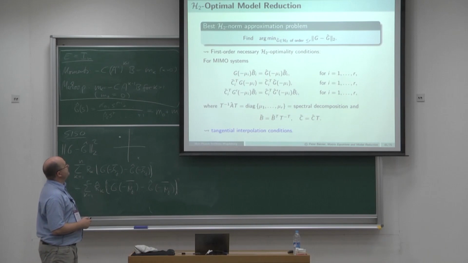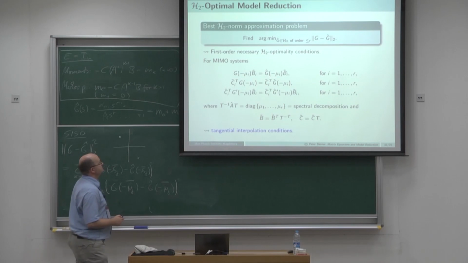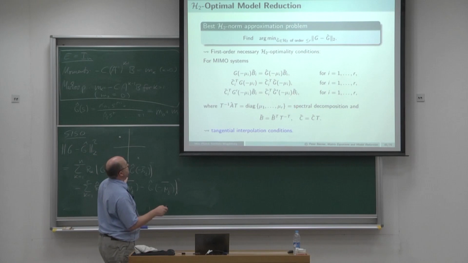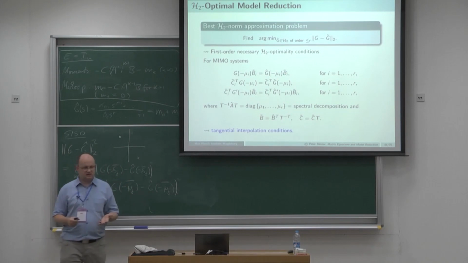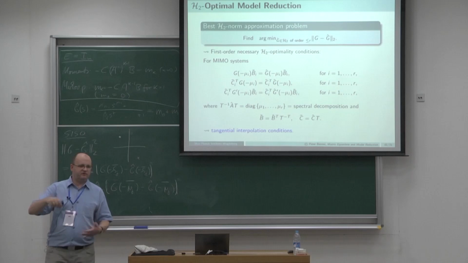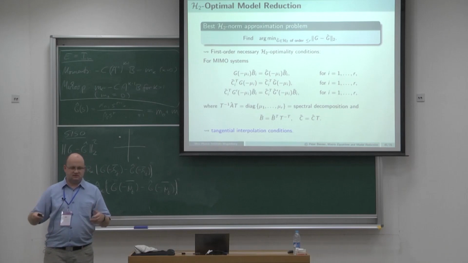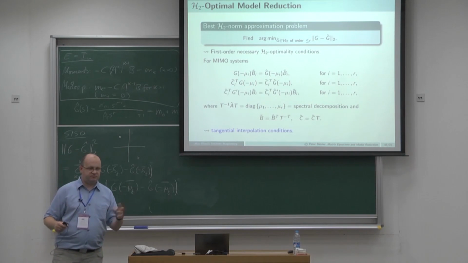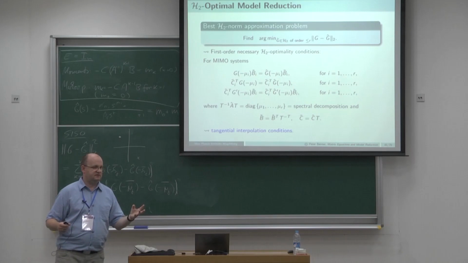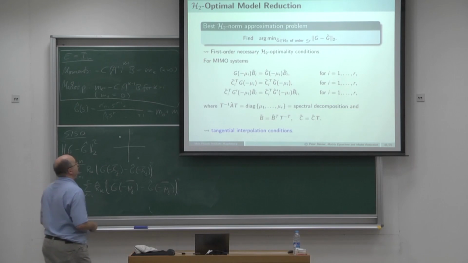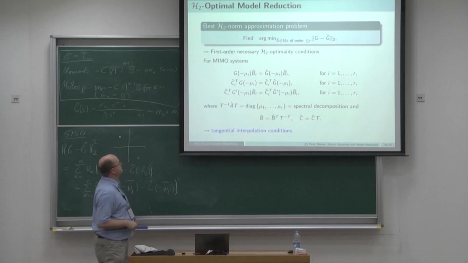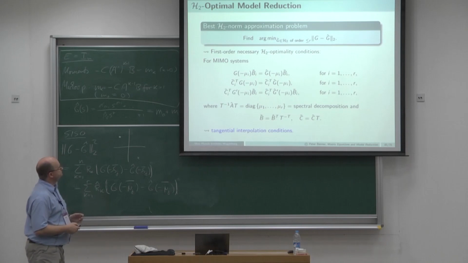Okay, now the question is, what can we do with this? As I said, we don't know. In order to evaluate these conditions, we would need to know B hat, C hat, and A hat, and its eigenvalues and eigenvectors, but we don't know the reduced order model before we compute it. In German we call it an egg-hen problem. What was first, egg or hen? What is first, the reduced order model or the poles?